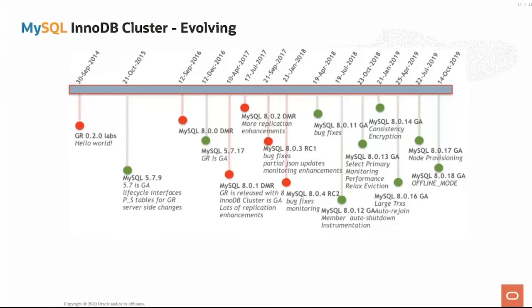So this is not some new piece of software. This has been developed since 2014, when the first release came out, and it's been GA since 2016. And ever since 2016, more and more features were added. We added more encryption features, node provisioning was added as well. We added more support for large transactions. We improved network partition handling, and we're continuing to add features and improve group replication at nearly every release of MySQL.